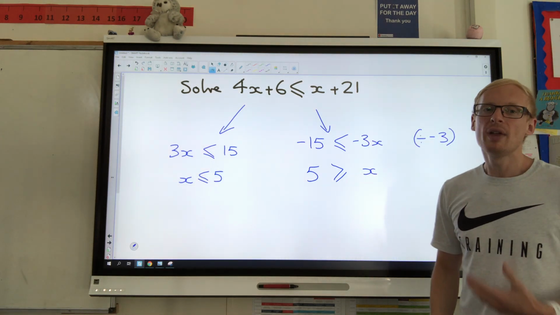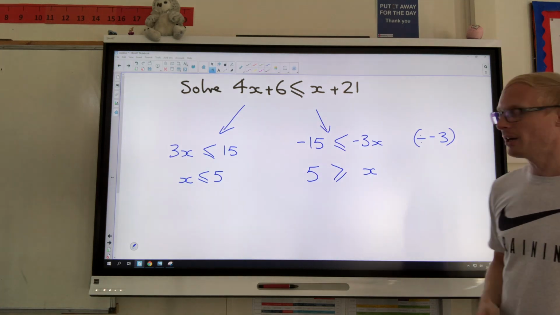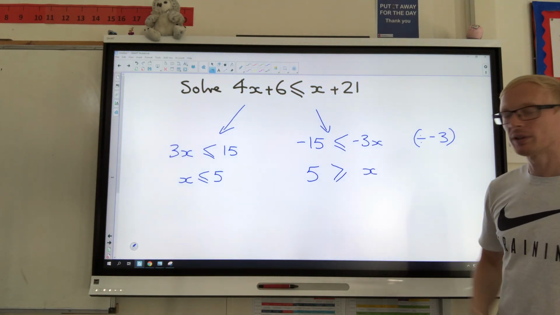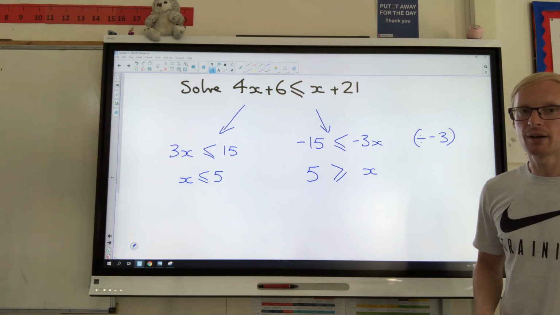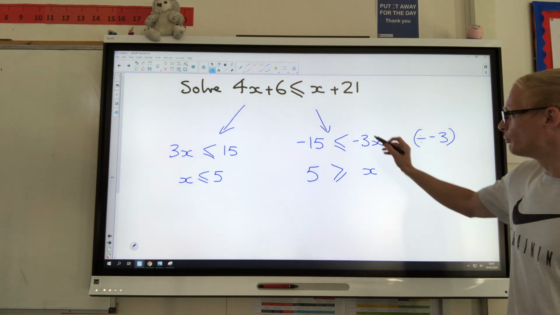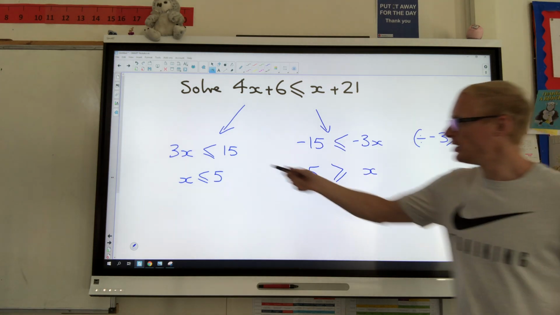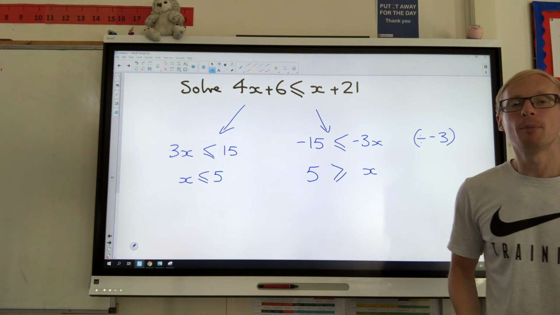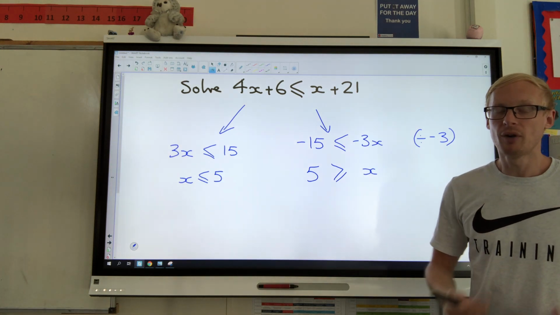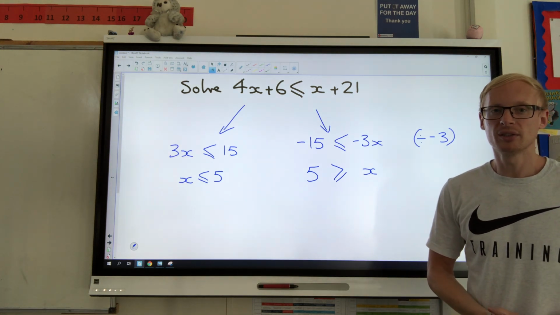Okay, so the rule there really is, if you are going to divide by a negative, you must swap the inequality sign round if you're going to do that. Alternatively, you just move things onto the other side, and then you get to something like that, and you can divide by a positive number. Okay, and when you divide by a positive number, the inequality is fine.